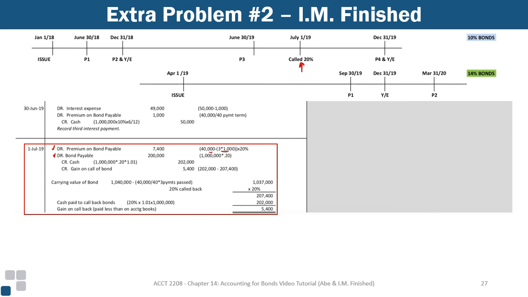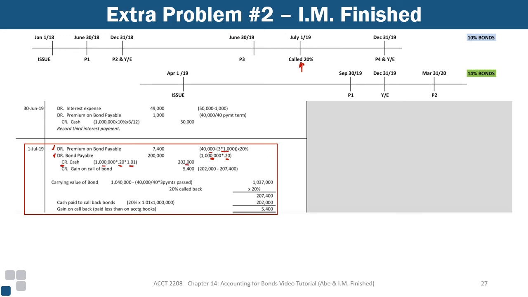Okay. So debit the premium, 7,400. Debit the bond payable. This one's easy. There's always $1 million in the bond payable if you use this approach. If you used the combined approach, then you could do this in one entry. The balance in the bond would be $1,037,000, and then you multiply that by 20%, and you would have $207,400. Nevertheless, we're using a separated approach. So you're going to debit the bond payable for 20% of $1 million. You're going to credit cash for $1 million times 20% that are called at 101, so 202,000.